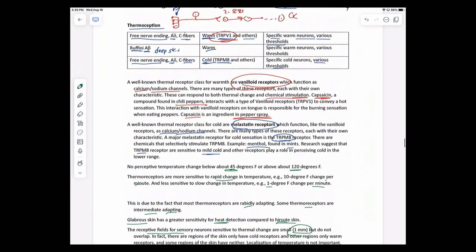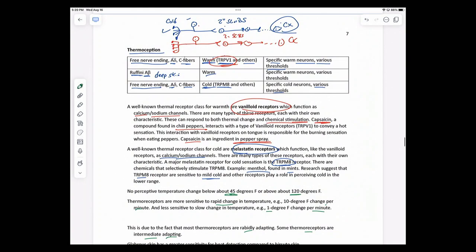So anyway, that's kind of a whirlwind tour of thermoception, thermoreceptors, cold neurons, warm neurons, and such. And again, pointing out the fact that you have these thermoreceptors that can also be sensitive to chemicals.